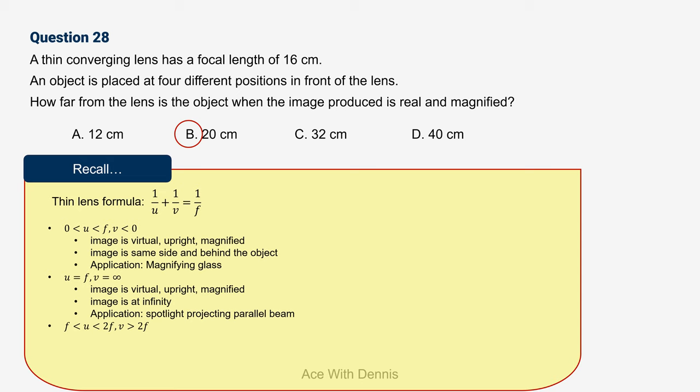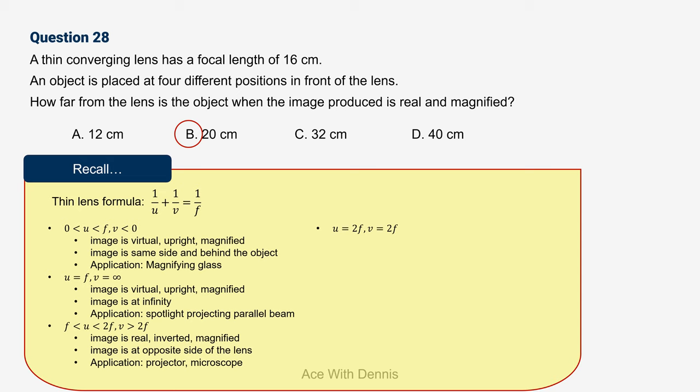The third case is when u is between f and 2f while v is greater than 2f. For this case, the image is real, inverted and magnified, and the image is at the opposite side of the lens. The applications for this case are projector and microscope.